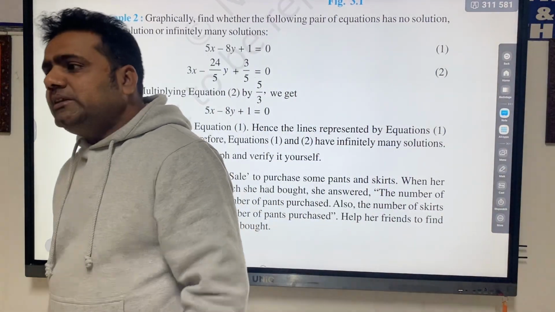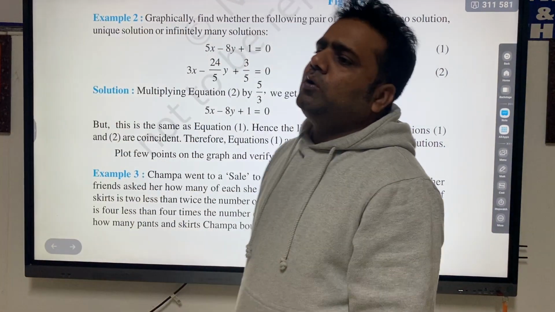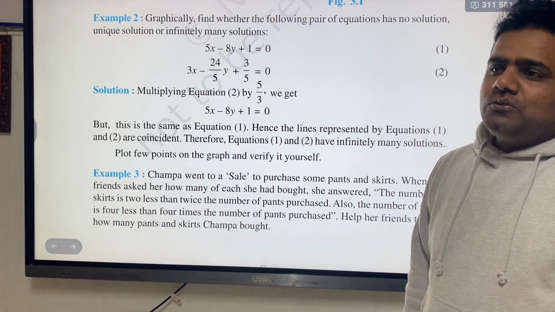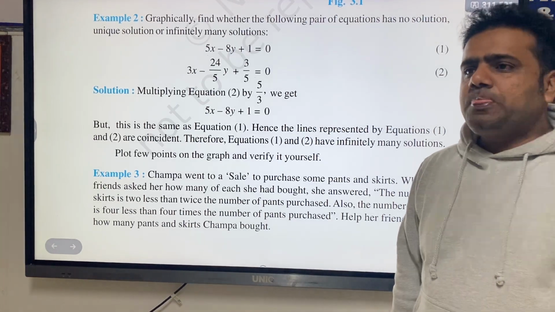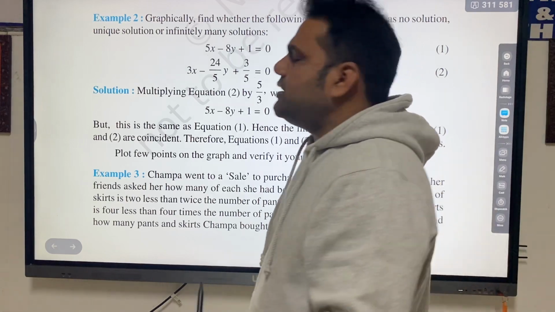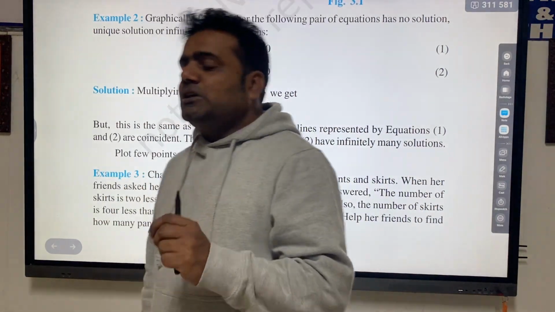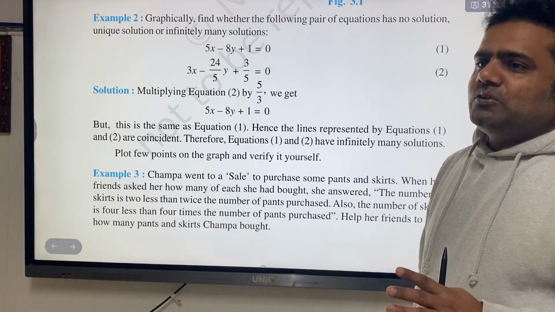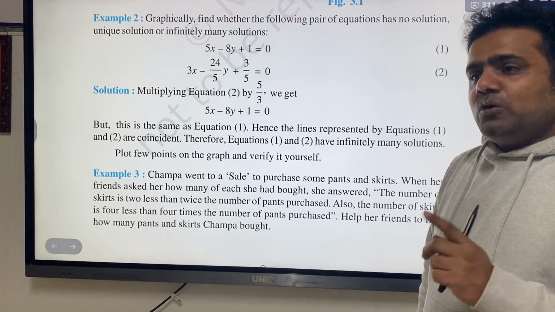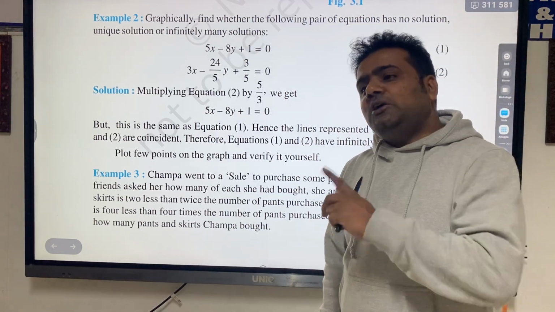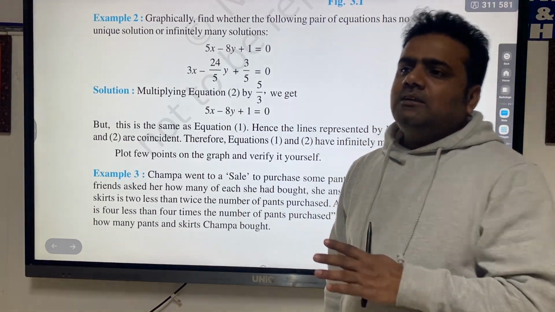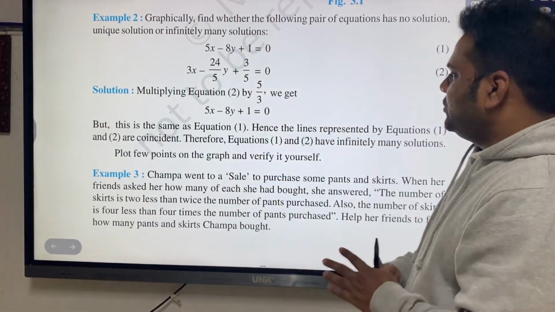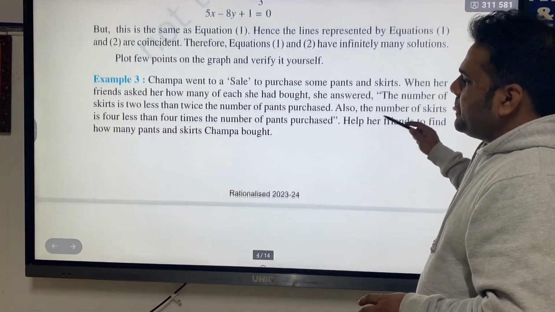You have to check the ratios. If A1 by A2 is equal to B1 by B2, equal to C1 by C2, that means it's an infinite solution. If A1 by A2 is not equal to B1 by B2, that is a unique solution. If A1 by A2 equal to B1 by B2 is not equal to C1 by C2, then it's a no solution. Understood? So, till here you understood? Okay.